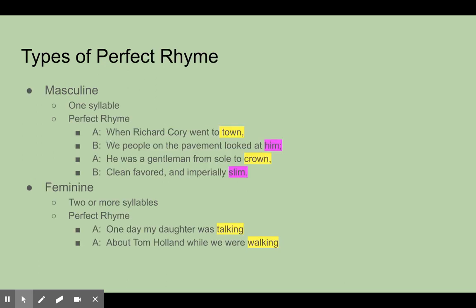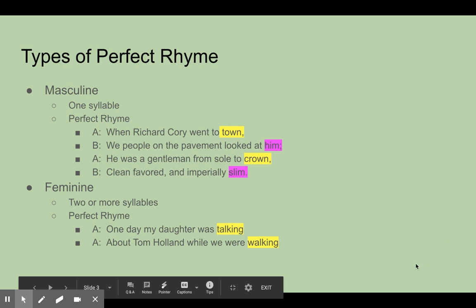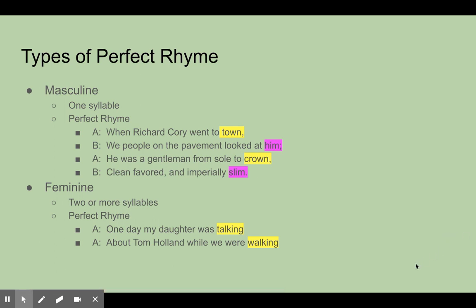So a couple of things, just a heads up for you so that you get a chance to see what they look like. In perfect rhyme, there are two subsets that you want to be aware of. There's what we call a masculine rhyme, and then there's one we call a feminine rhyme. A masculine rhyme is one syllable, and it is a perfect rhyme.